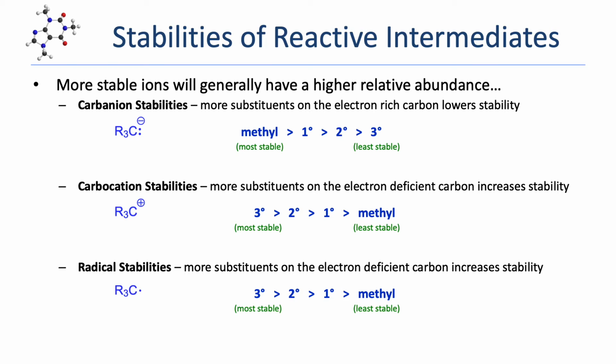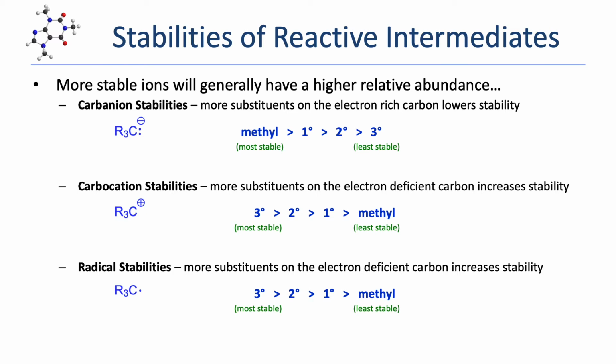And electrons repel other electrons, right? Like charges repel. And since the carbanion is negative, when you put other groups on there that have a lot of electron density on them, like alkyl groups, it tends to repel the electrons of the carbanion and destabilize it. So as you replace hydrogens with larger groups that have more electrons, it tends to destabilize the negative charge.